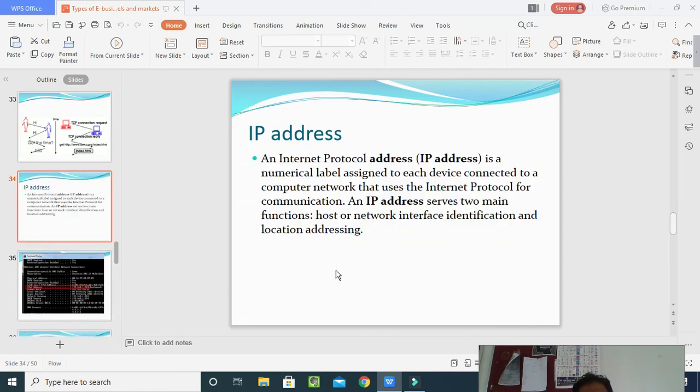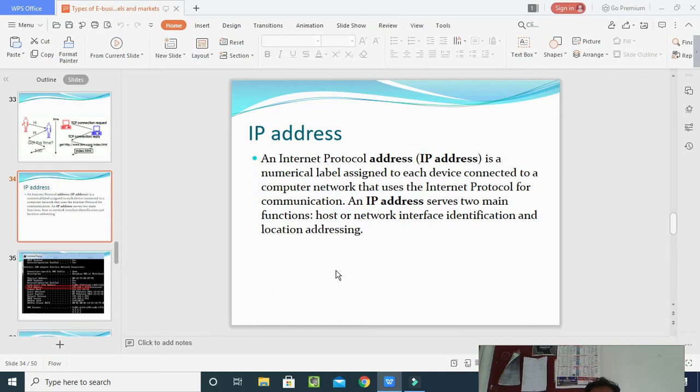Yes. IP address. What do you mean by IP address? An IP address is a numerical label assigned to each device connected to a computer network that uses the internet protocol for communication. See, every individual system has its own identity, like every person has their own identity card or voter ID, like an Aadhaar card.